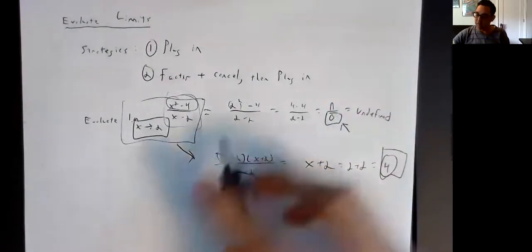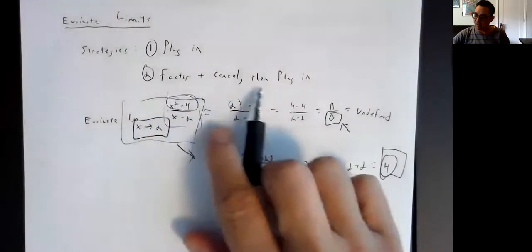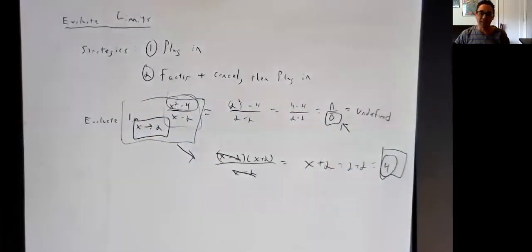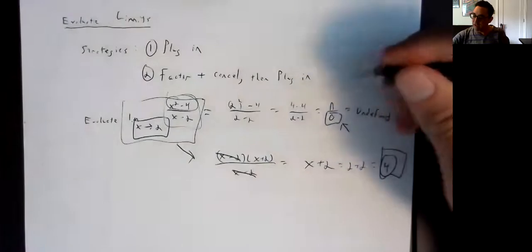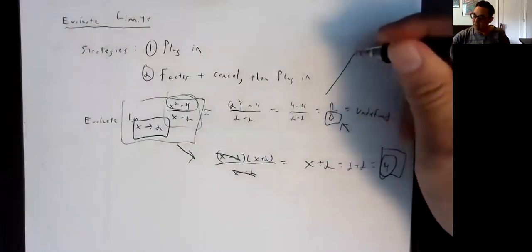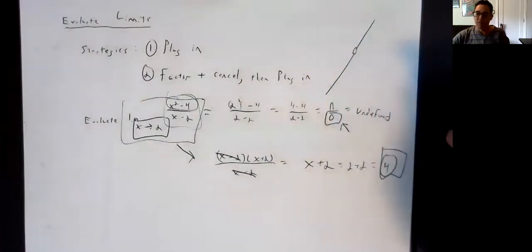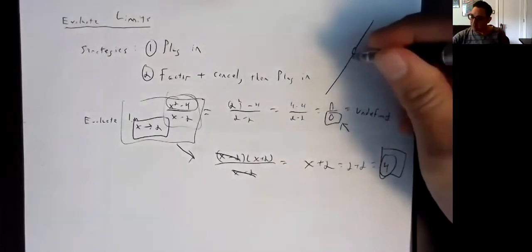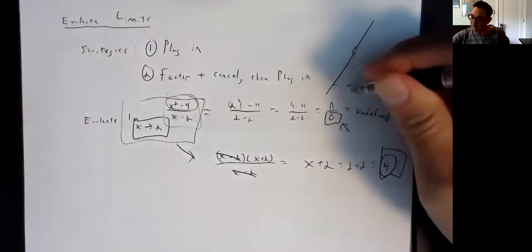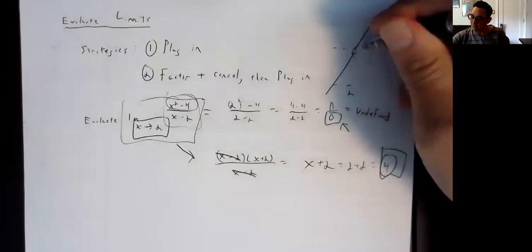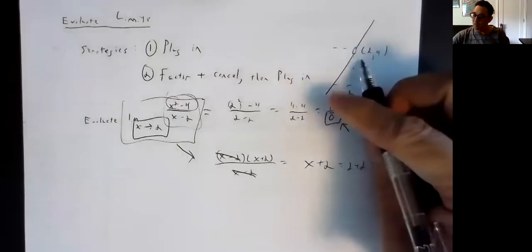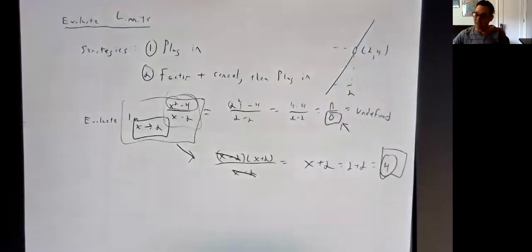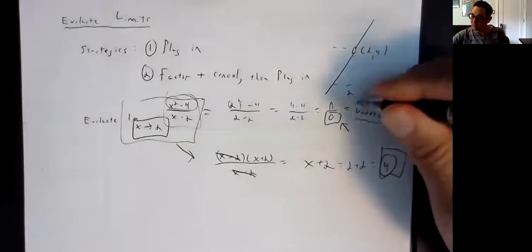4 is the limit, because I was able to factor and cancel, and then I plugged in. This is an example of one of those graphs, kind of, where you have a line with a hole in the middle, right? And this is perhaps 2 on the x-axis, but it's the point 2, 4. And there's a hole, but it's still, the undefined part is telling you it's a hole.